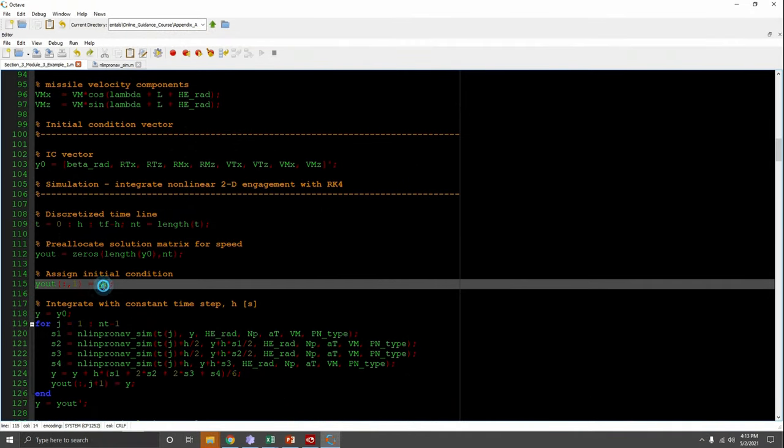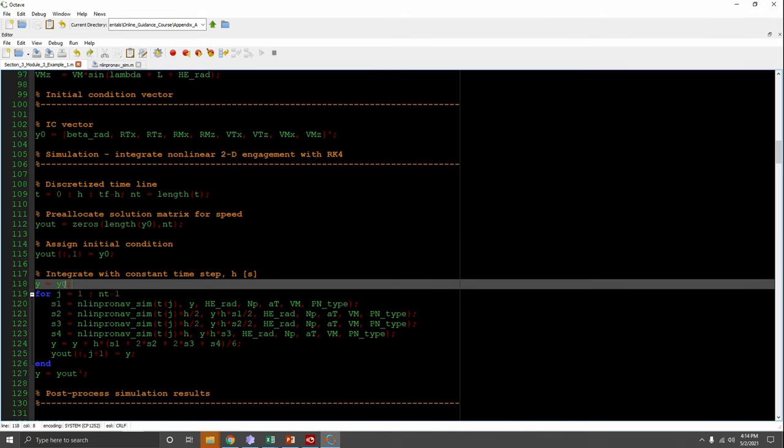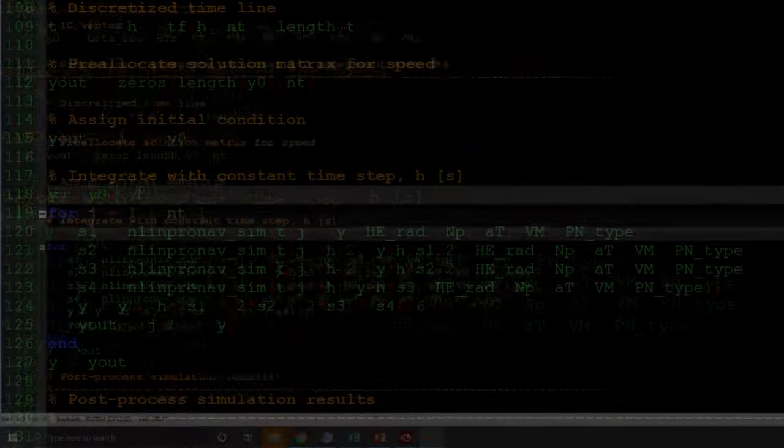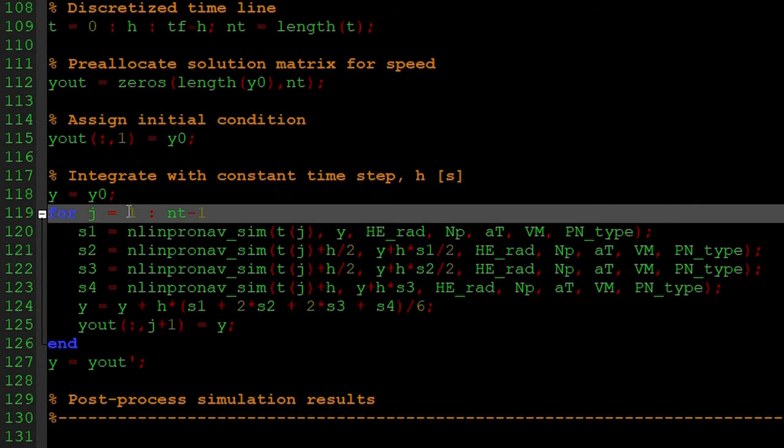Now assigning the initial condition to the solution matrix. And then the next step is starting now the integration routine with our fourth order Runge-Kutta solver. Now the way this works is we have an index J that counts from 1 to NT minus 1. TJ1 is our initial time, and starting with the initial time, we apply the fourth order Runge-Kutta routine to estimate the solution to the state at the next time step.